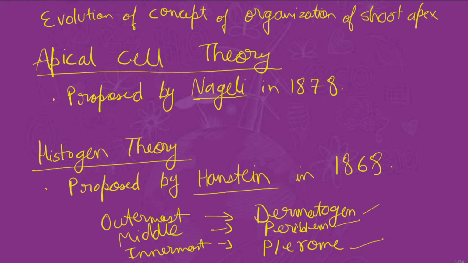Later studies revealed that these histogens have no specific morphological function to perform. The theory failed because in most gymnosperms and angiosperms, these three layers could not be distinguished. This was rejected later. And the third was the tunica-corpus theory.